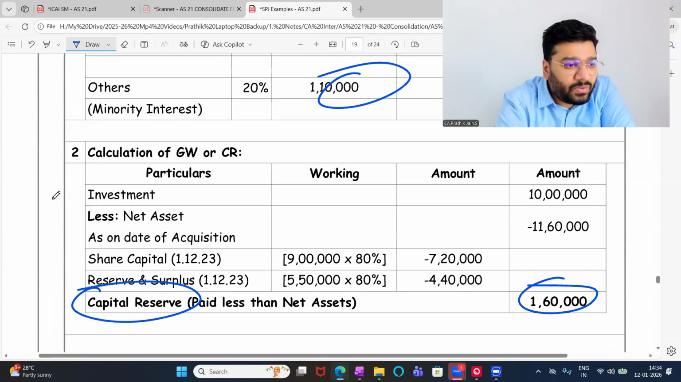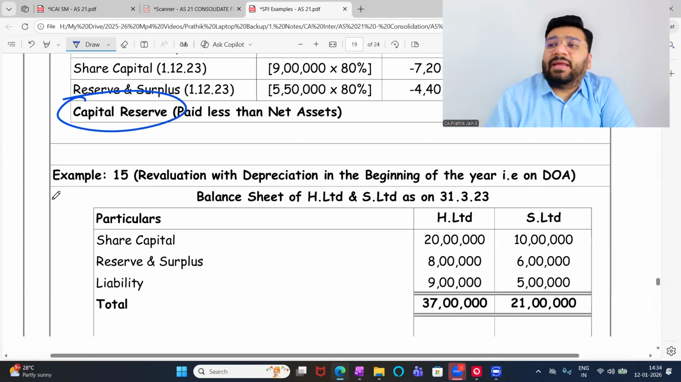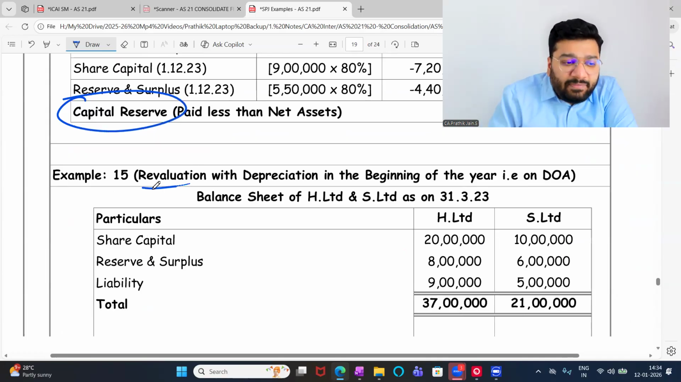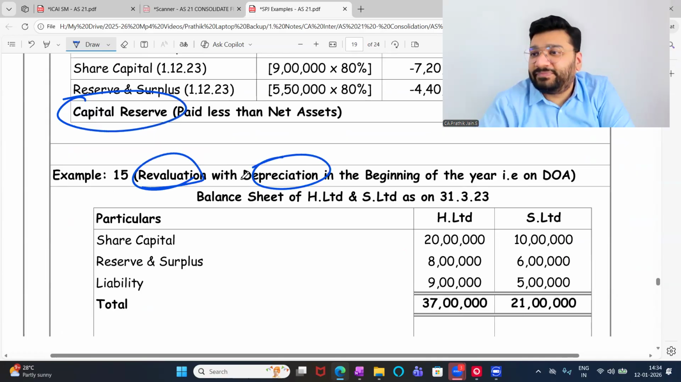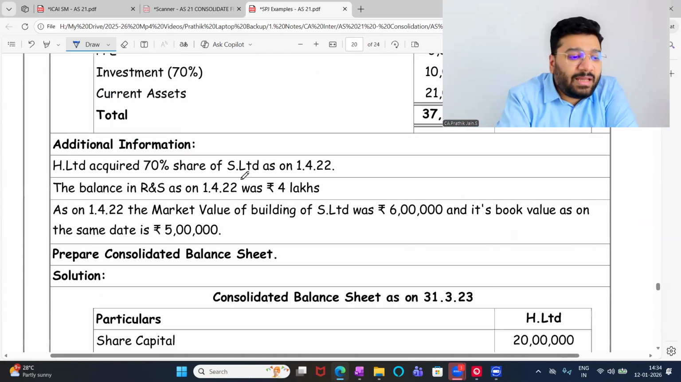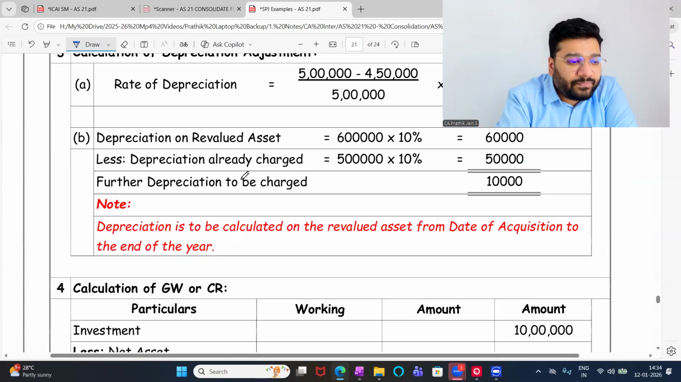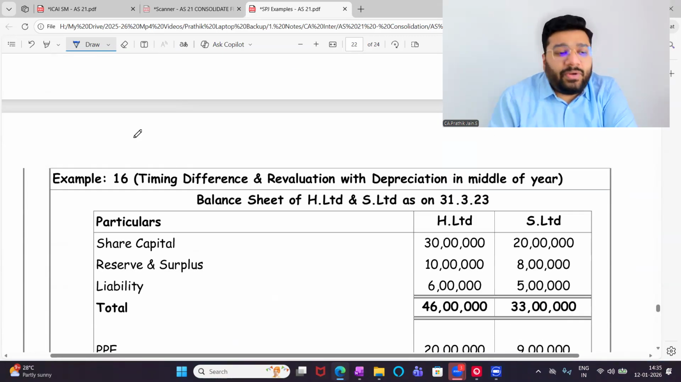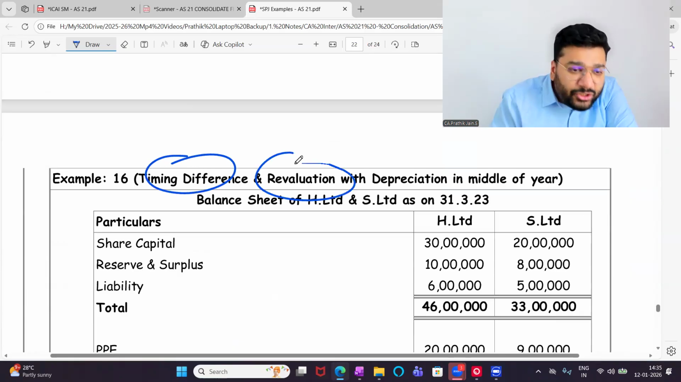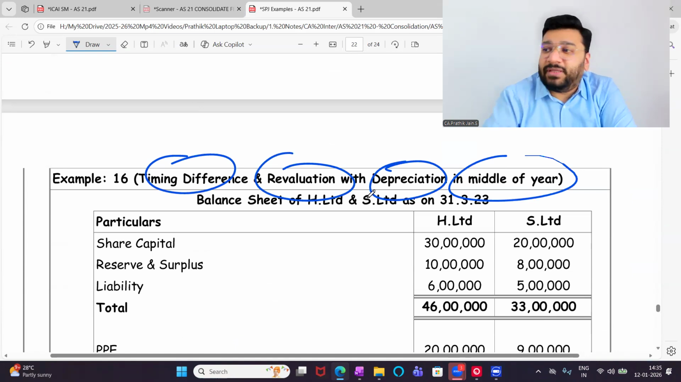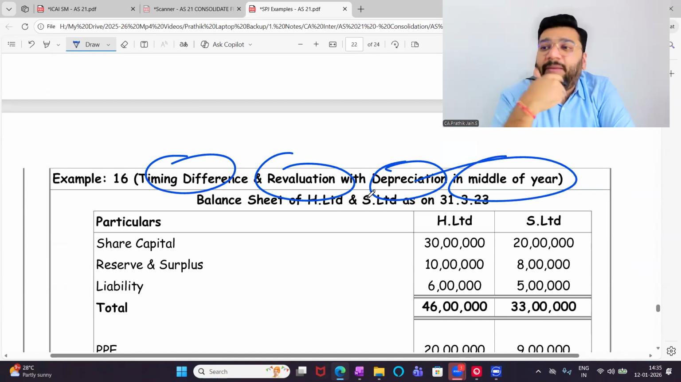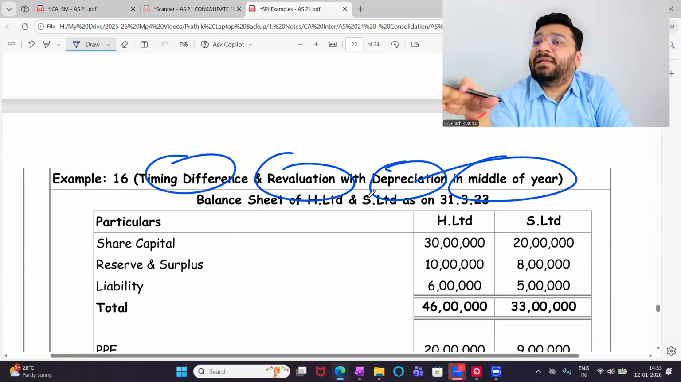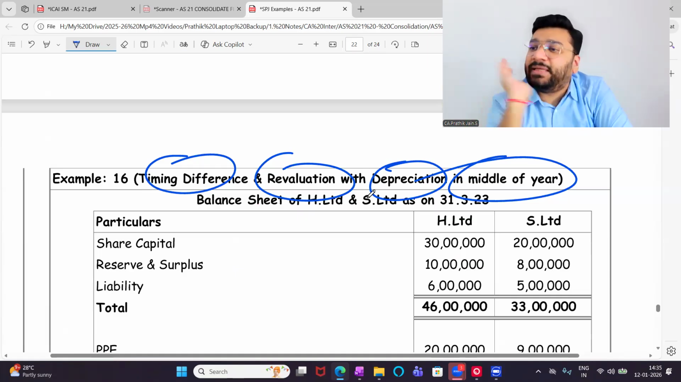No problem. Now, next class, I'll make it a little bit complicated. We will do revaluation with depreciation. This is one complication. Next example, 16th example. Here in the 16th question, timing difference also is coming. Revaluation also is coming. And depreciation somewhere in the middle of the year. The 15th question is beginning of the year depreciation. Here it is middle. So I'm going to complicate it bit by bit. If we do all these 3 cases, there's no question you can't handle when it comes to revaluation, which means every question can be done easily.